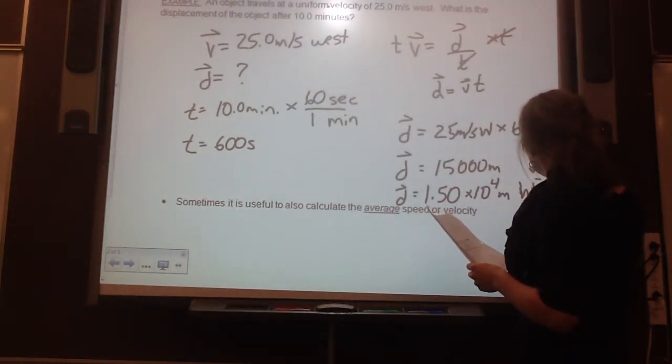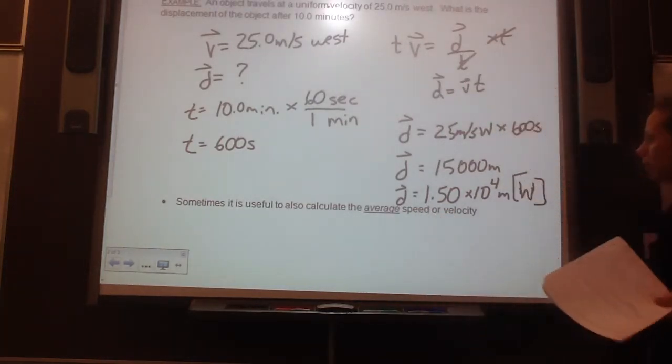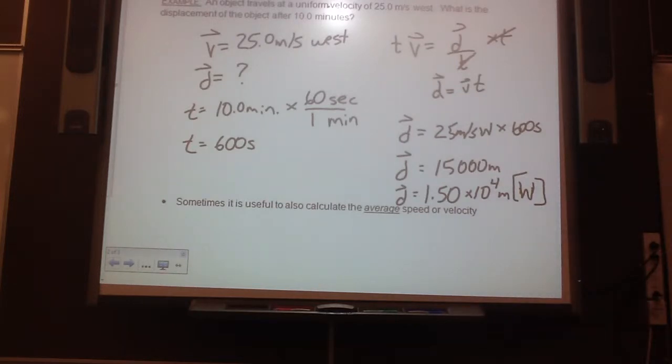You could just put a big W and put that in square brackets, which is generally what is common, to put the direction in square brackets, or you could write the word west and that would be fine too.